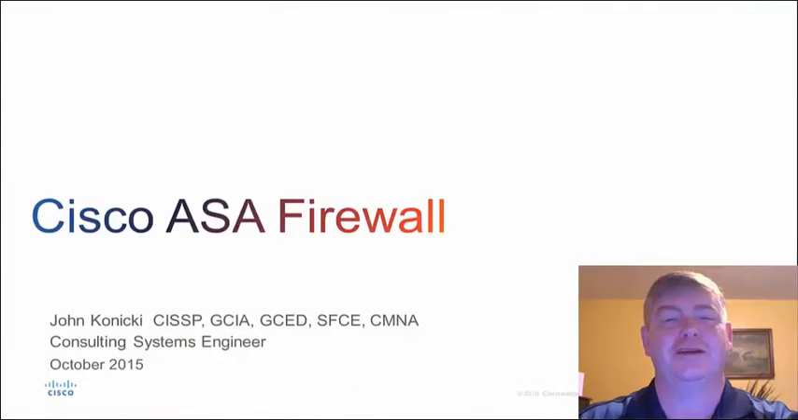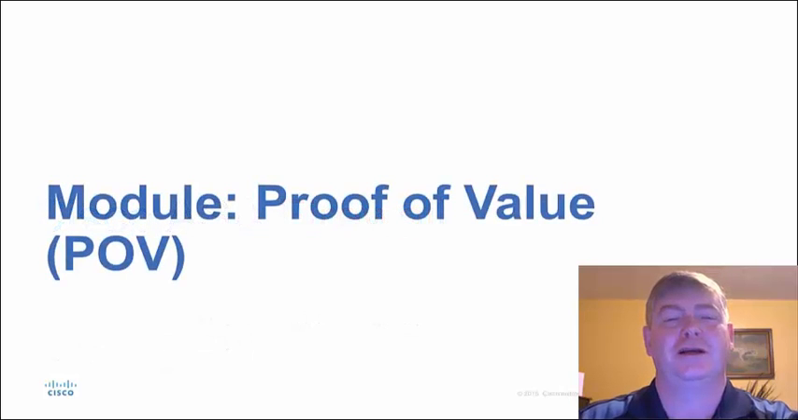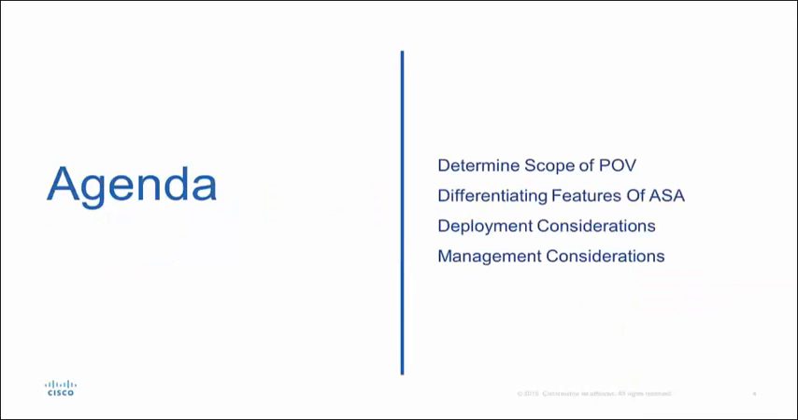I'm John Kanicki, Consulting Systems Engineer with Cisco, and today I will be covering the ASA Proof of Value module. This ASA Proof of Value module is focused around ASA Firewall POV. ASA VPN, ASA NGFW, and NGIPS will be covered in separate modules. The intent of this module is not to teach you step by step how to execute a particular POV, as each POV is unique, but rather provide you guidance on how to best prepare and plan for your ASA Firewall POV.